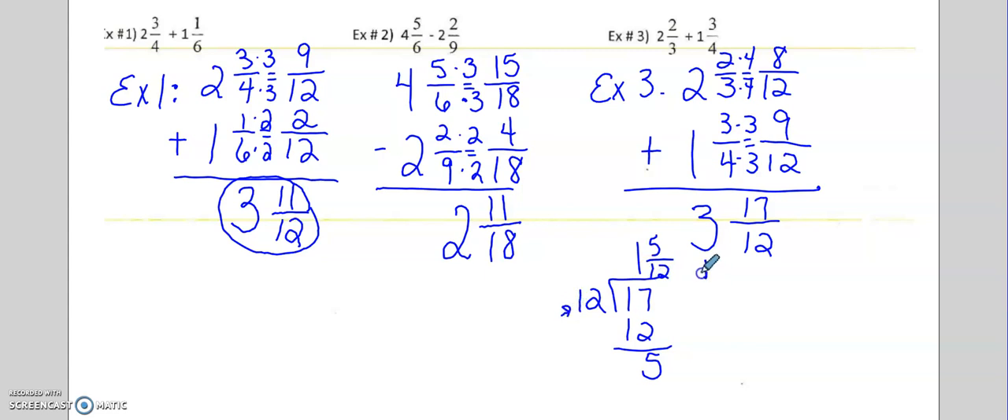Now I need to also add 3 plus 1 and 5/12 to get my final answer. Basically, I'm just going to add the whole numbers. 3 plus 1 is 4, so the answer is 4 and 5/12.